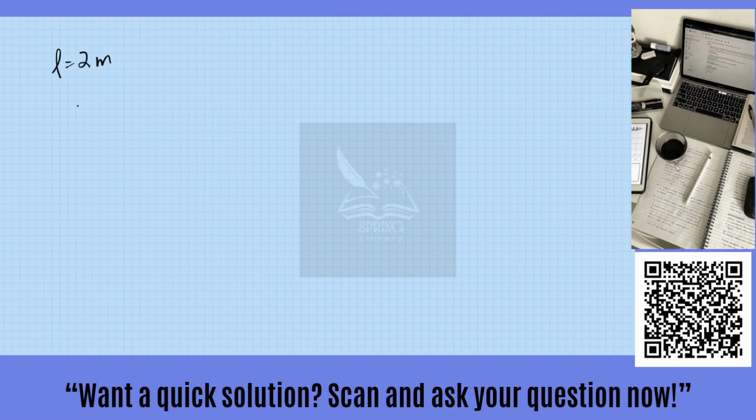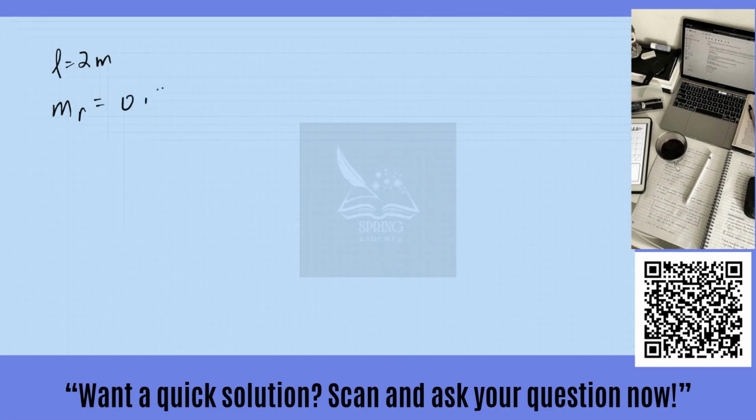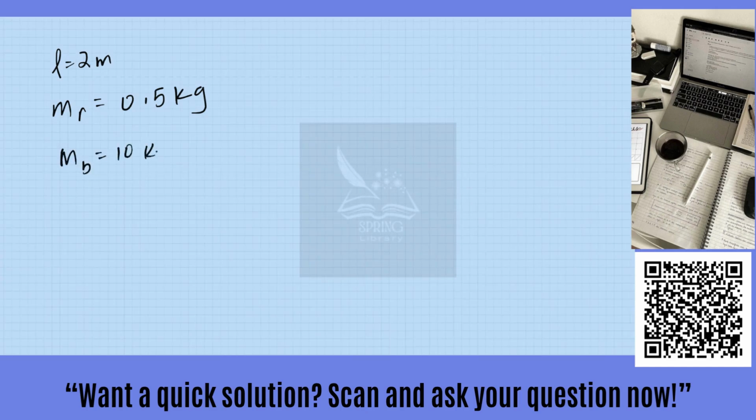A 2-meter long, 500 gram rope, so 500 grams is half a kilogram, pulls a 10 kilogram block across a horizontal frictionless surface, and it accelerates at 2 meters per second squared. They want to know the force that pulls the ice forward and then the rope.